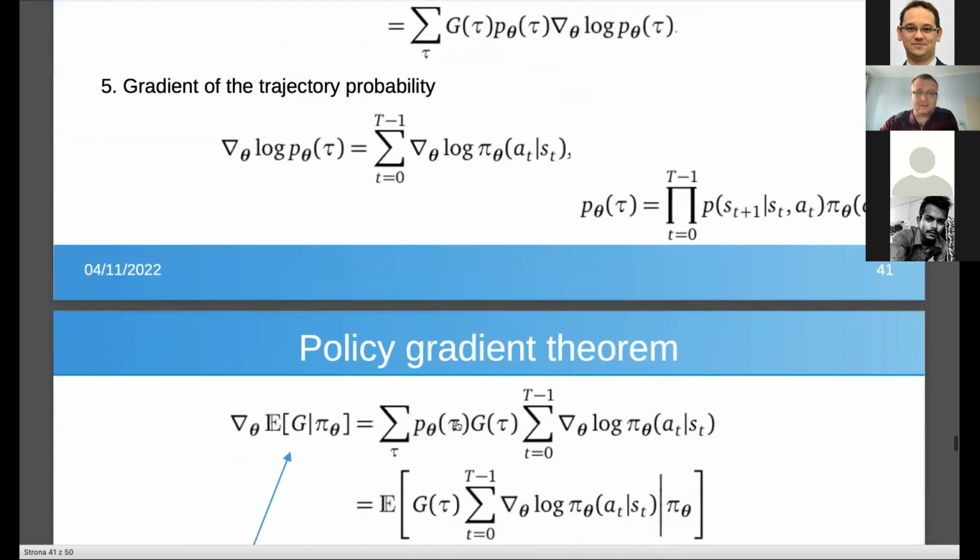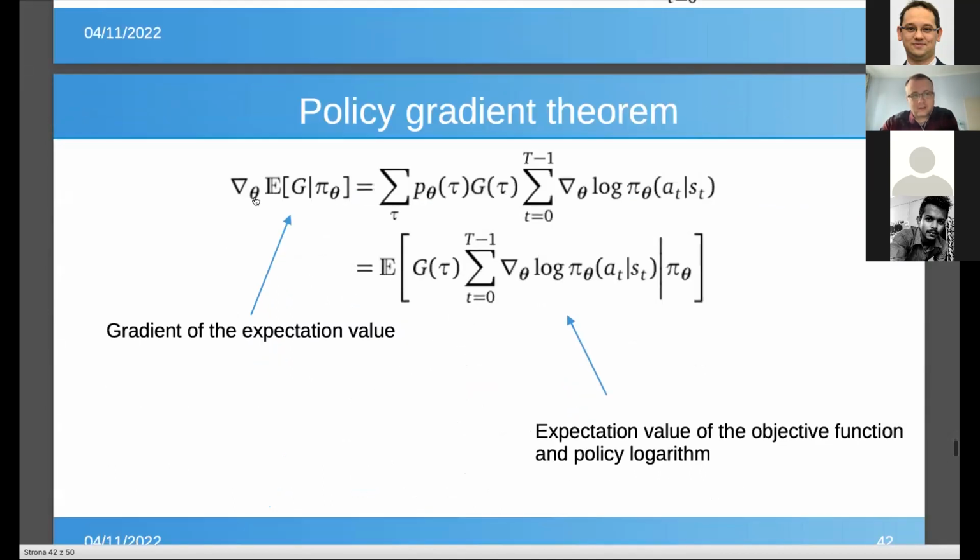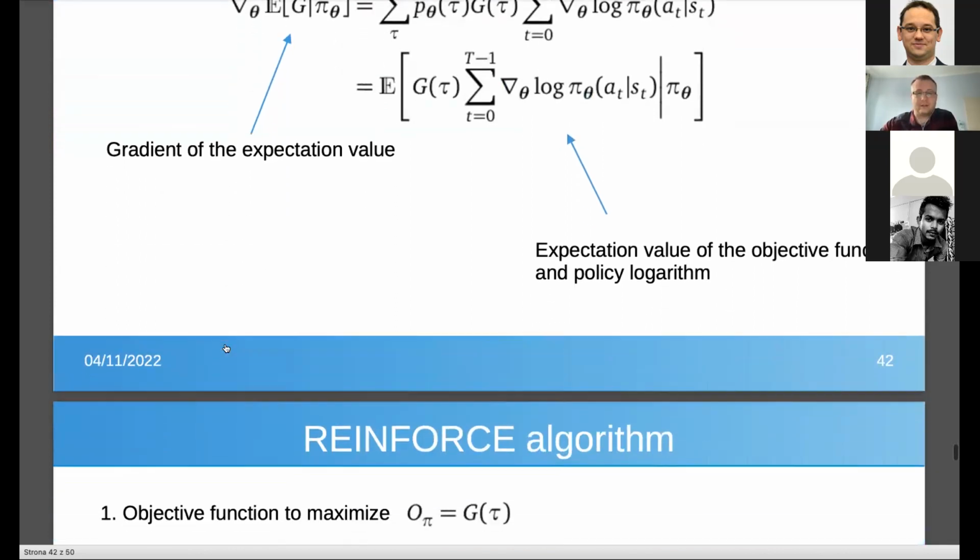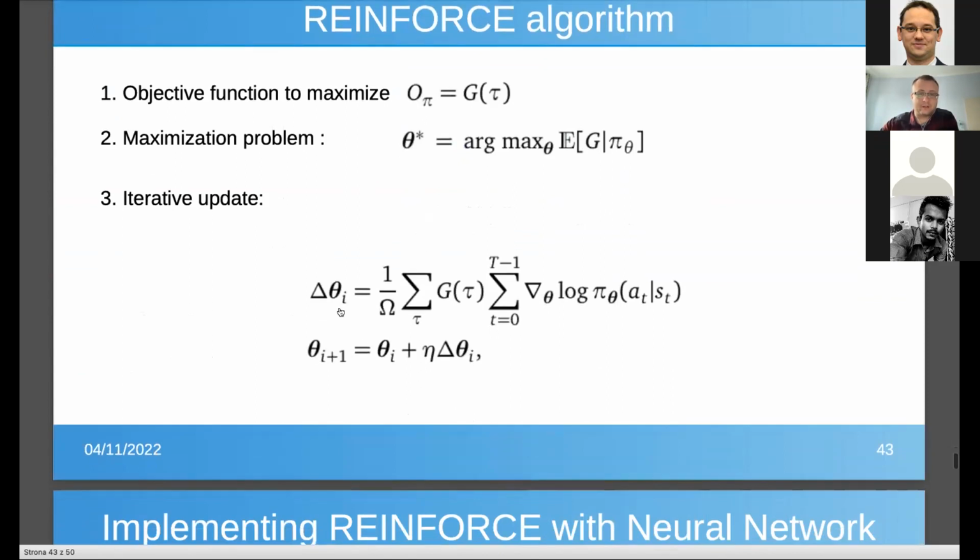And with that, we can show that the gradient of the expectation value can be presented as the expectation value of the objective function g of tau times gradient of the logarithm of the policy pi. So with that, we have the way of calculating the gradient through the Monte Carlo sampling. So we play the game many times, we calculate different trajectories and the expected return, and based on that, we provide the update rule for the iterative update for the weights.